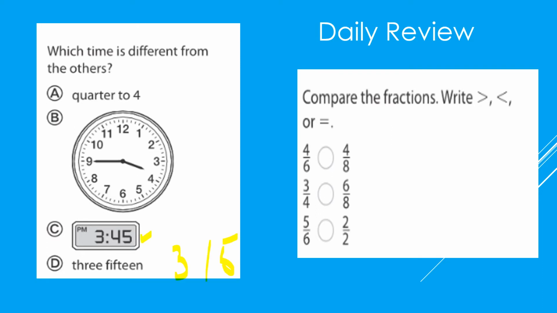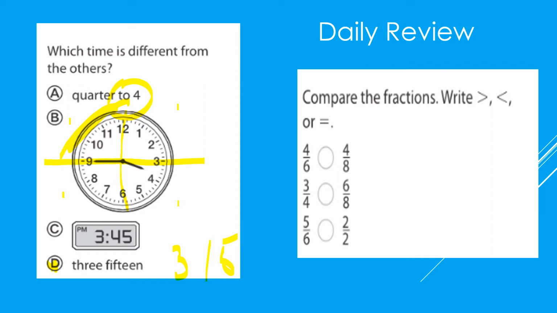And 4:45, if I think about my clock being cut into fours, this is a quarter, this is a quarter, and a quarter. So 4:45 means it would be on this side just like this one is. So the answer that is not the same is my D down here.